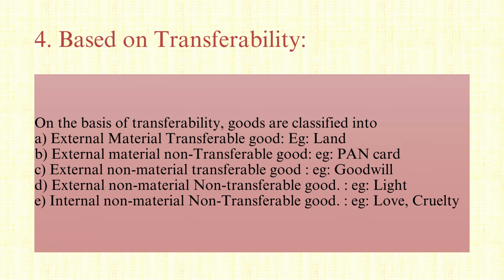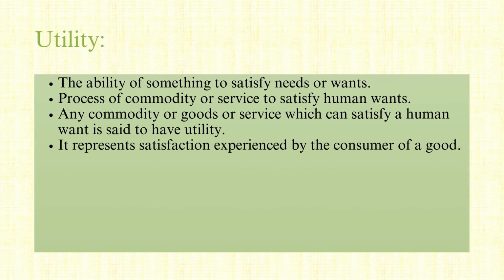Let me give you a quick example related to farming. Imagine a farmer who has a piece of land, external material transferable. He can sell it to another farmer. But his PAN card, external material non-transferable, stays with him. The reputation he has built in his village for growing quality crops is like goodwill, external non-material transferable, which might make his farm more valuable if he ever sells it. And the passion he has for farming, internal non-material non-transferable, is something that drives him personally.